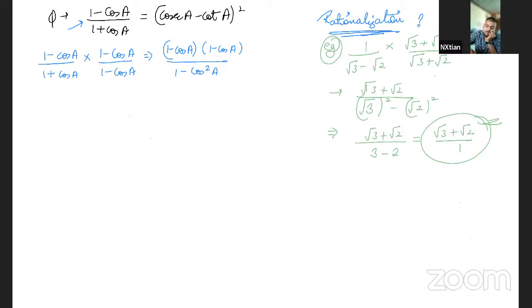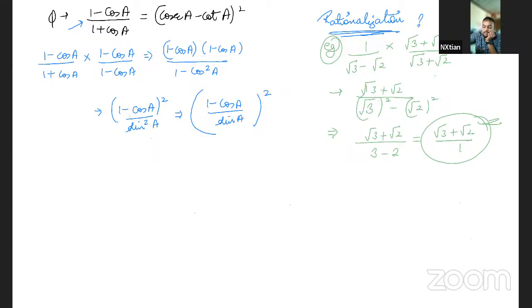Okay. Now, what will I do? Can I write it like this? 1 minus cos A whole square, because the same number is multiplying twice, so I can make the power 2 here. Upon 1 minus cos square A, which can be written as sin square A. Okay. Now, can I write it like this? 1 minus cos A upon sin A the whole square, because I just take the power common.